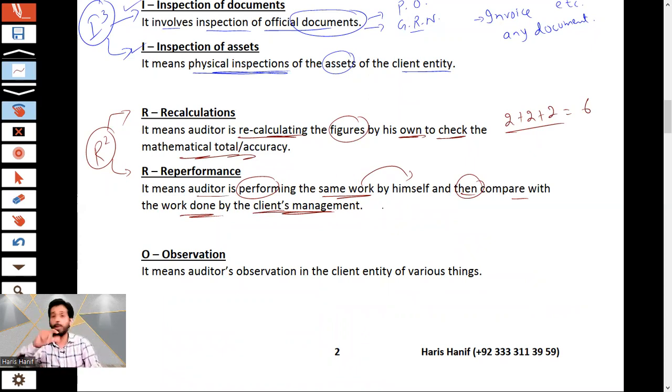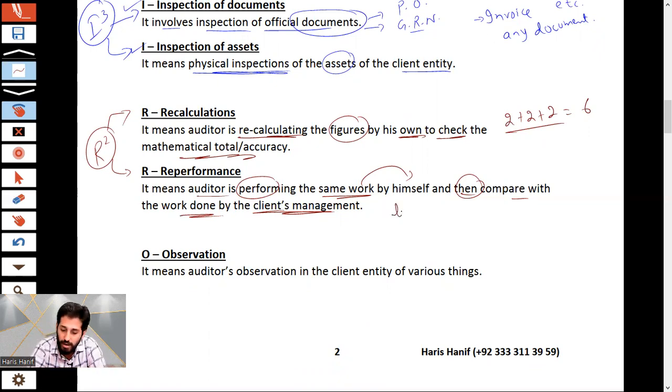For example, let's say there is a bank reconciliation. I have prepared this bank reconciliation. You will be asking me, Mr. Harrison, to give you the bank reconciliation. I'm giving you the reconciliation and you are inspecting and reviewing it. Place it next to your table. You are preparing the bank reconciliation by yourself and then you will have a comparison with the client's bank reconciliation.